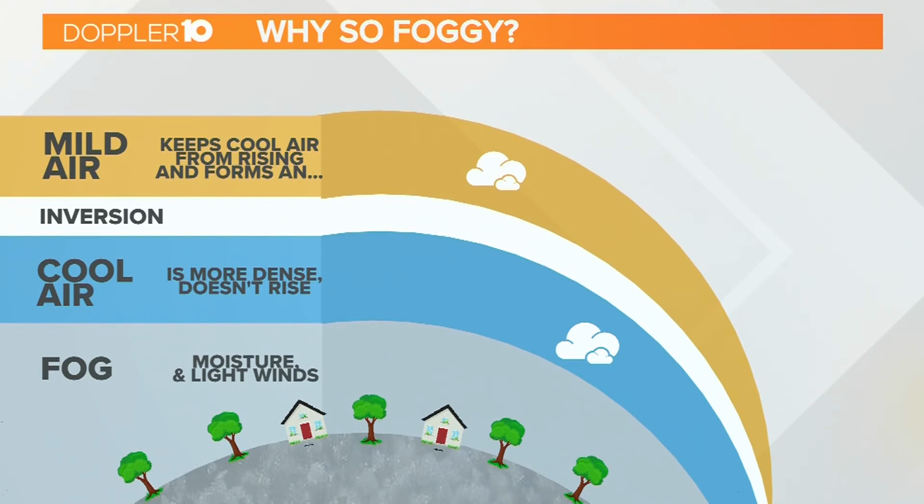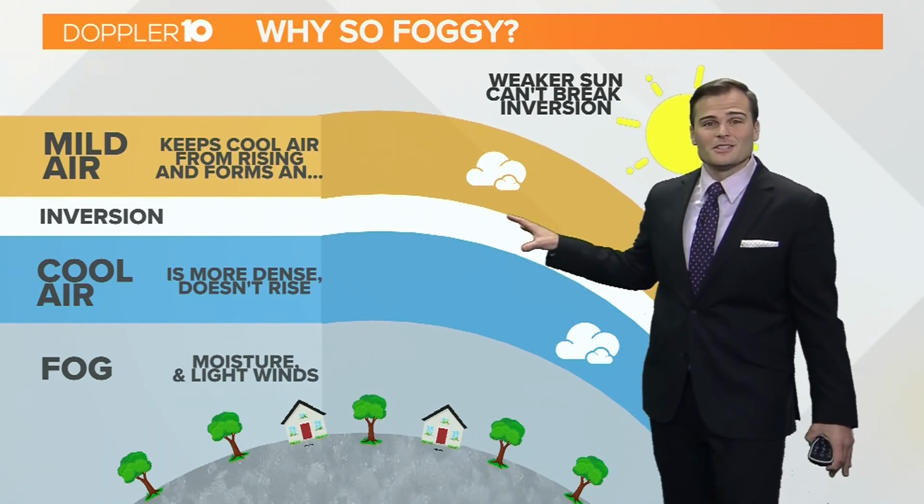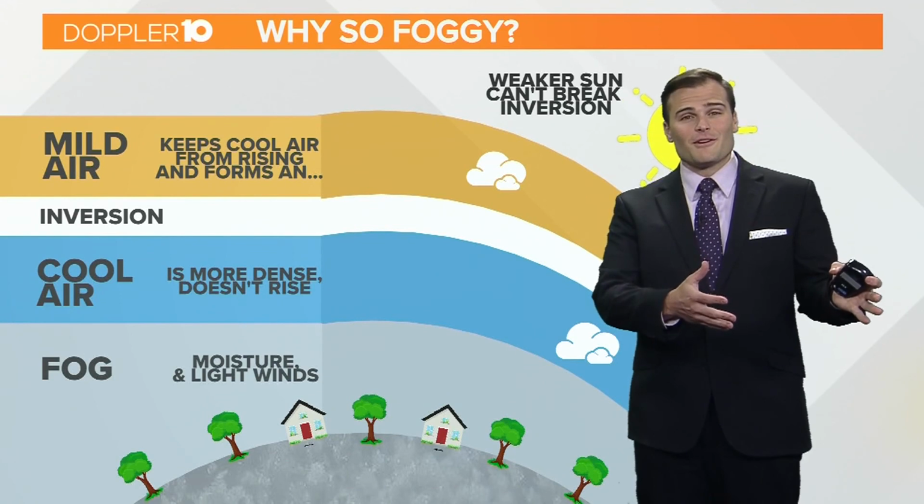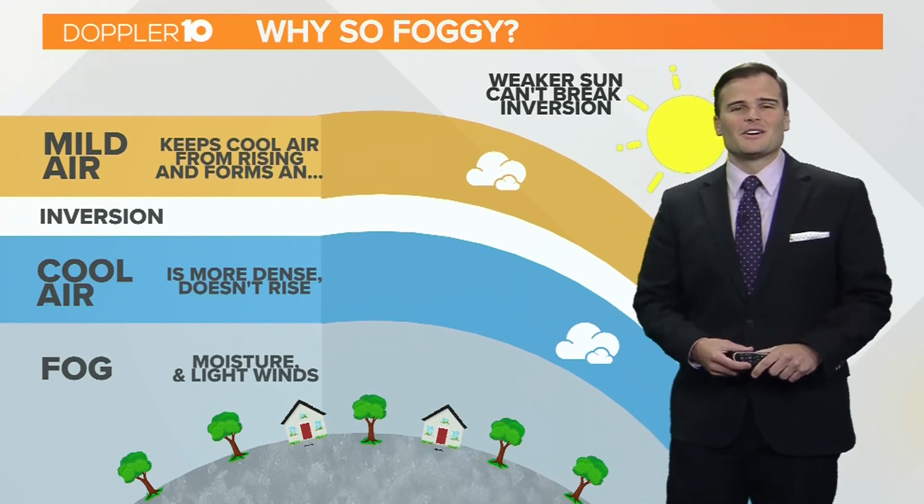The air gets cooler as you get up, but sometimes we get an inversion, and if an inversion is strong enough, the sun isn't strong enough to break the inversion, thus we get this fog or inversion to linger longer into the mornings, which causes the fog to not only form in the first place, but to stick around longer into the day.